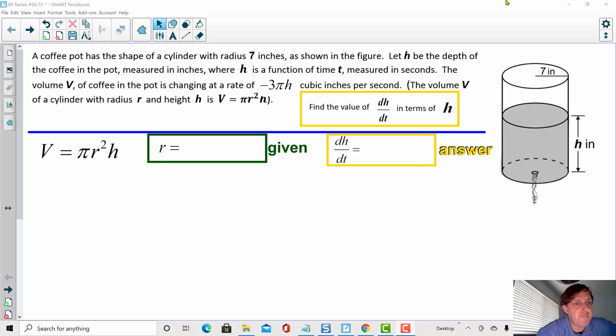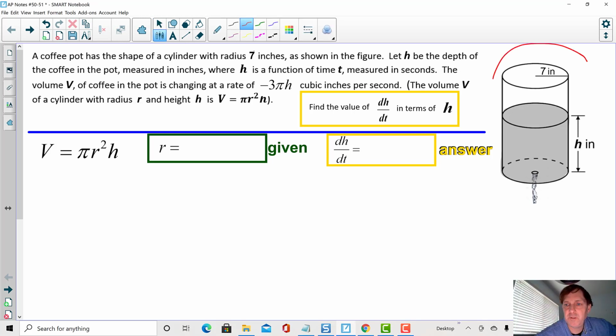Okay, today we're going to take a look at 4 more examples of related rate problems. In this example, we have a coffee pot. Now, the picture over here doesn't really look like a coffee pot to me. I don't know, maybe if you put a handle on it or something. But nah, it still doesn't look like a coffee pot. But it does say that it's in the shape of a cylinder.